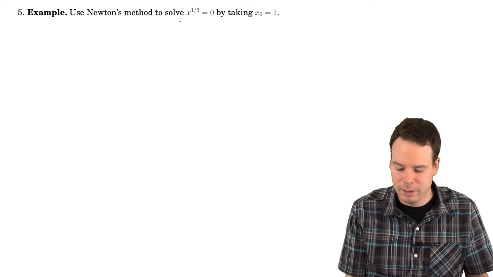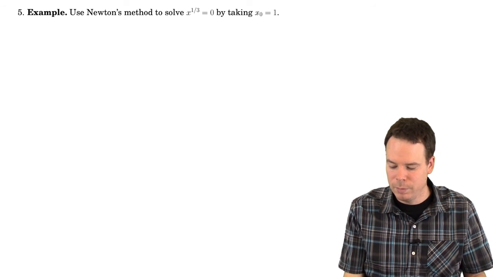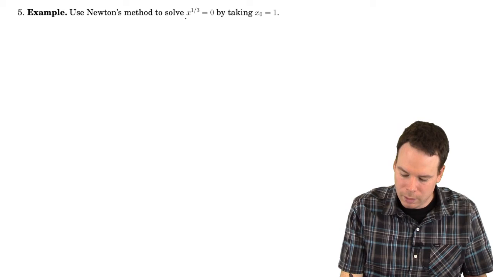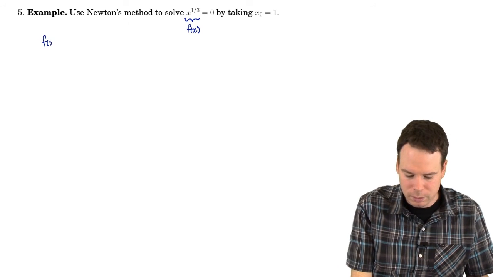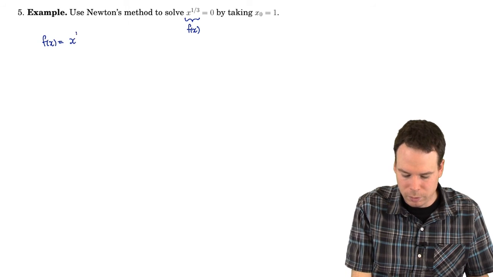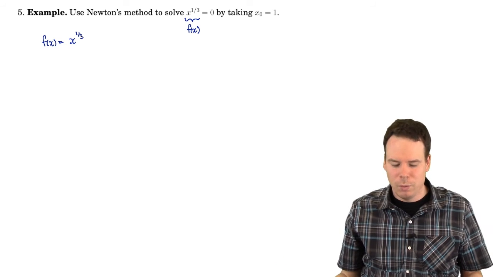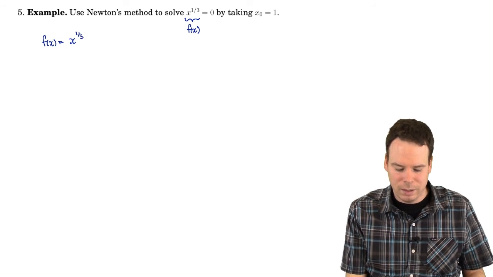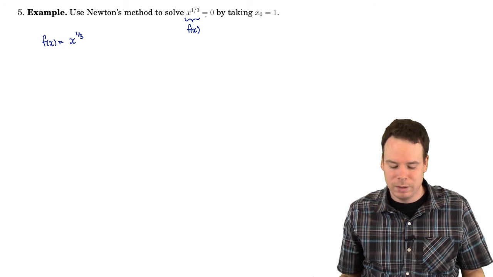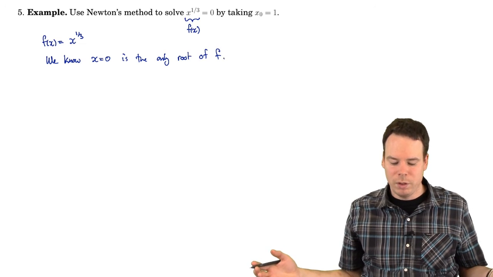Okay, so let's have a look at this next example. We want to use Newton's method to solve this equation, x to the 1/3 equals 0, by taking x naught equal to 1. So here's our function, f of x is equal to x to the 1/3, and we want to use Newton's method to find the root. Well, wait a minute. Why would we use Newton's method to find a root? We know that the only value which has a cubed root of 0 is 0 itself. So we already know that the solution to this is 0. So there's no point in applying Newton's method.